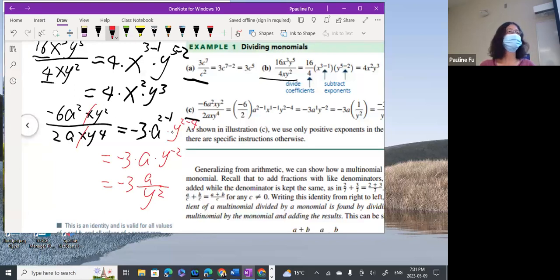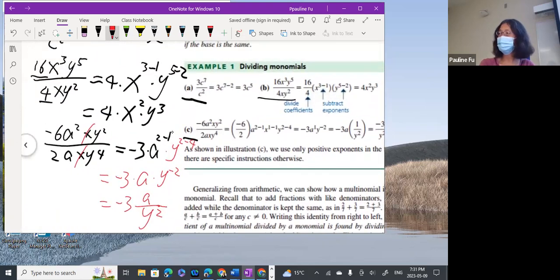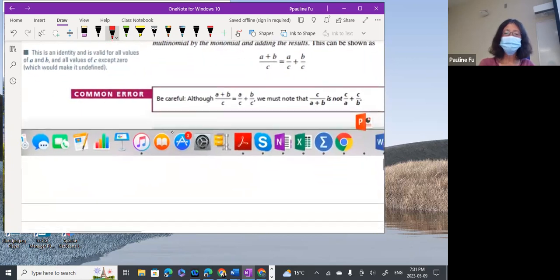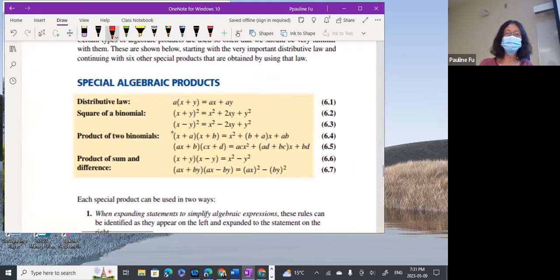Questions? Shall we move on? Okay, thank you. Special products, those are just formulas. Okay. So distributive rule, square of binomial, product of 2 binomials, product of sum and difference. Remember those formulas will speed up your calculation process.